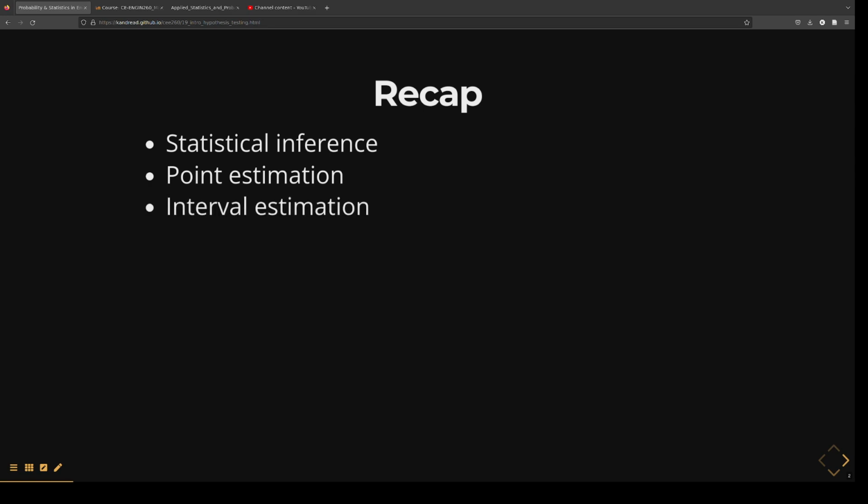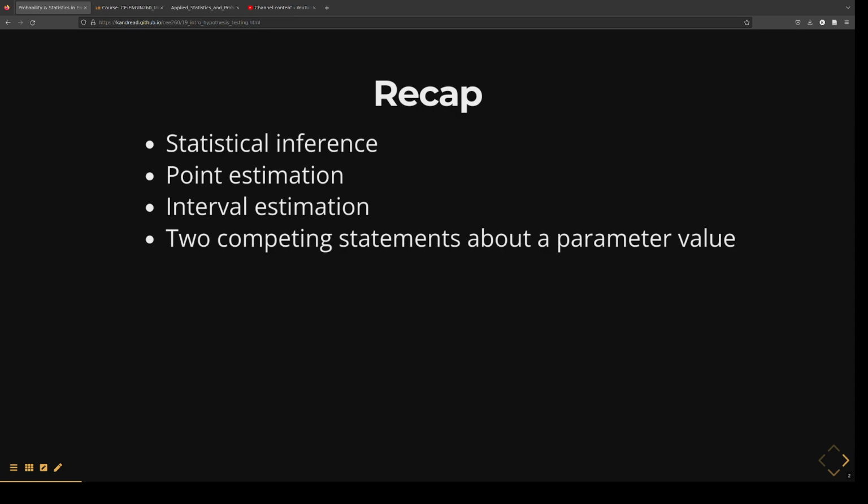But then we also talked about interval estimation with confidence intervals on the mean, confidence intervals on the mean with unknown variance, confidence intervals on the proportion or the variance itself. But there's another type of problem that is encountered pretty often in statistics, and that's when we have to decide which of two competing statements about a parameter value is true or not, or rather, which one we think we can support with the data, and which one we do not think we can support with it.